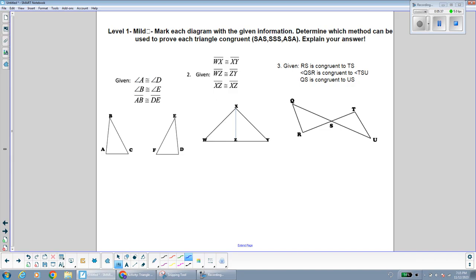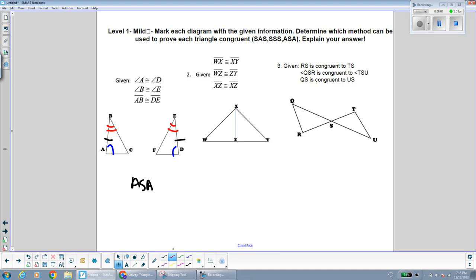So over here, we have angle A is congruent to angle D. We have angle B is congruent to angle E. And we have AB is congruent to DE. So what we have here is ASA. We have two congruent pairs of angles with a congruent side in between. Angle, side, angle, angle, side, angle. So these two triangles are congruent by ASA.